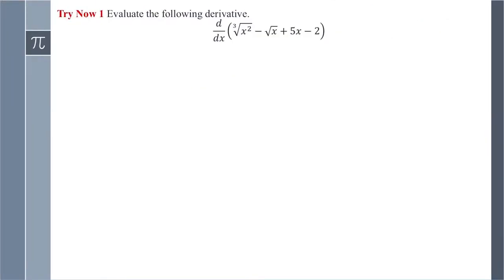Now I want you to try this problem on your own. You can pause the video and then resume the video after you're done, and then you can check your work, okay? Let's go ahead and do it now.